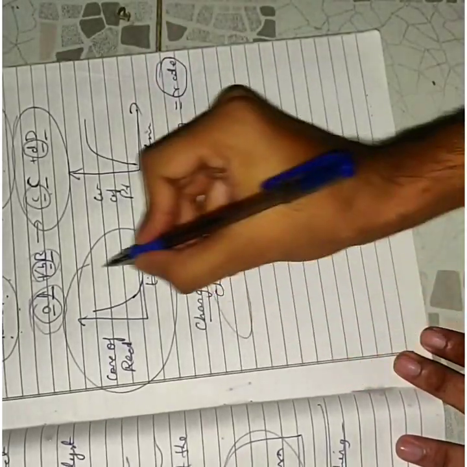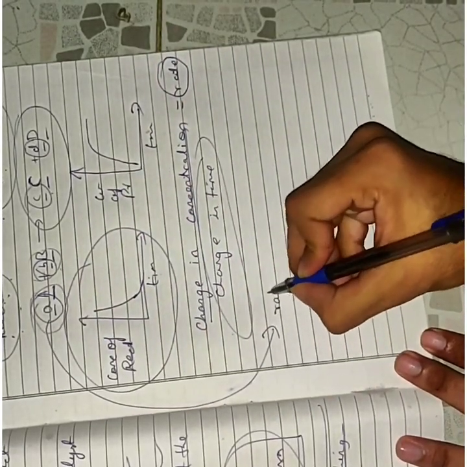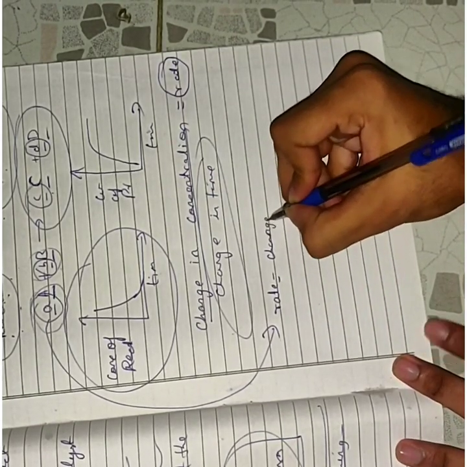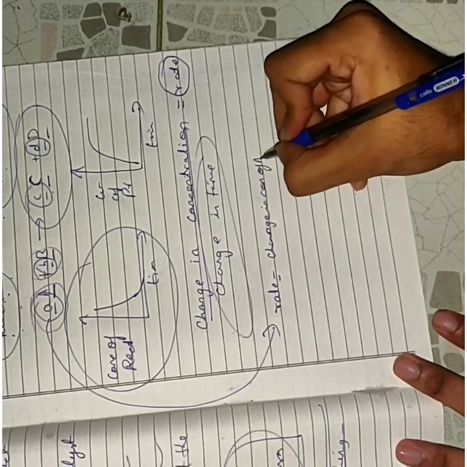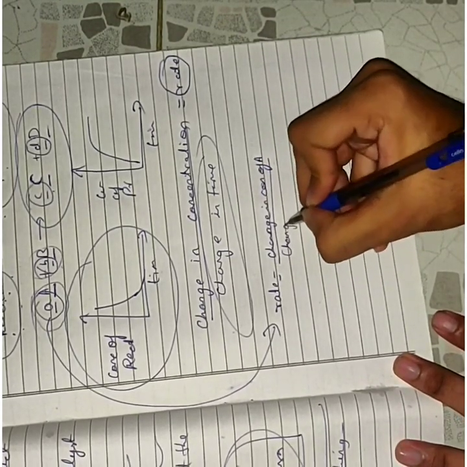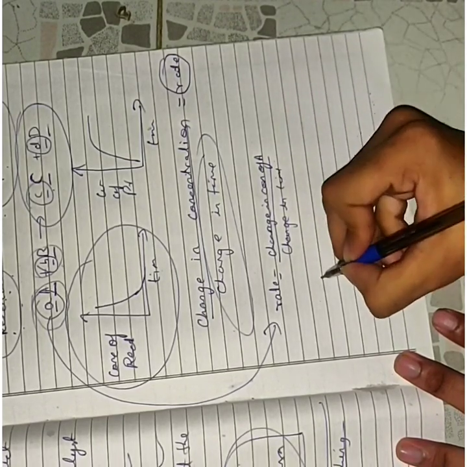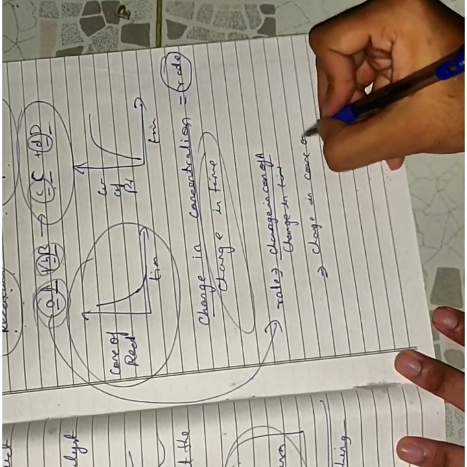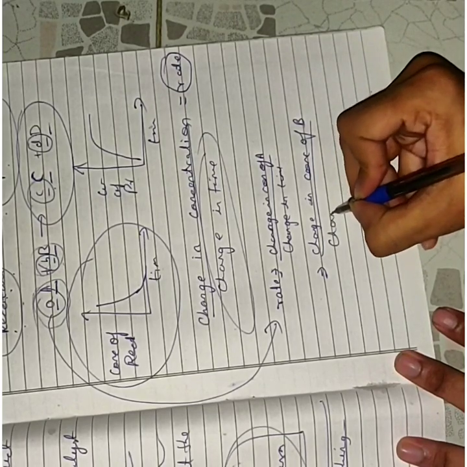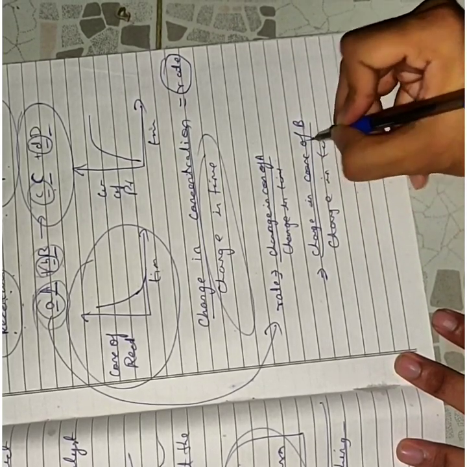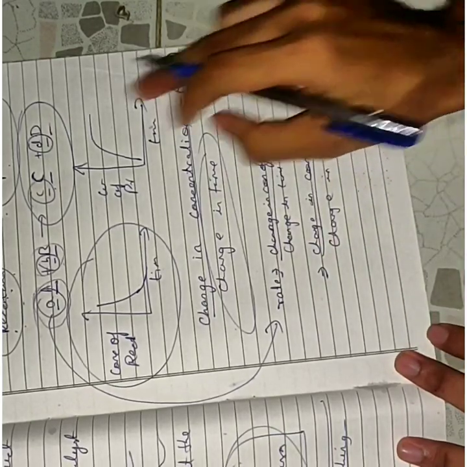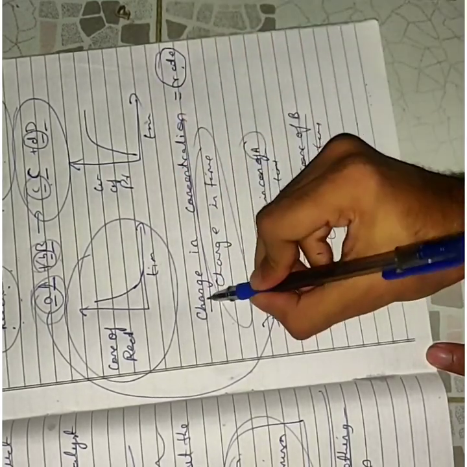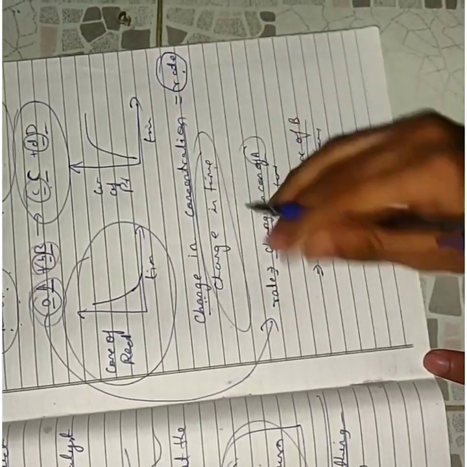So rate can be more specifically written for this reaction as rate is equal to change in concentration of A upon change in time, which can also be written as change in concentration of B upon change in time. Similarly, I can write with respect to D and with respect to C also. Okay, so is this clear? Rate is nothing but change in concentration upon change in time.